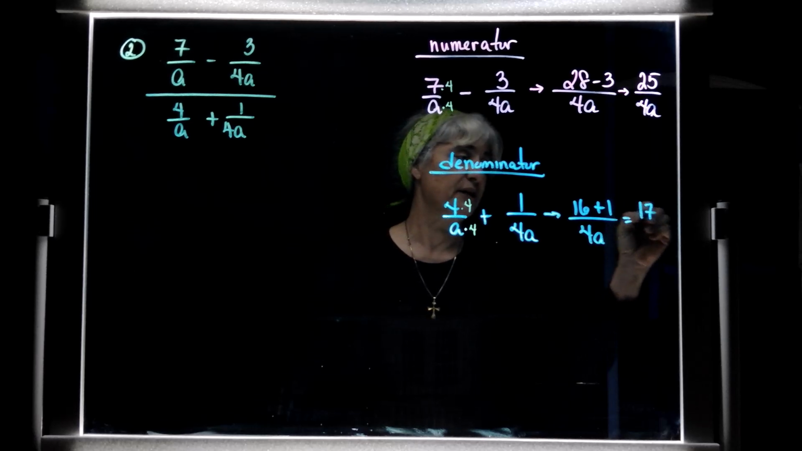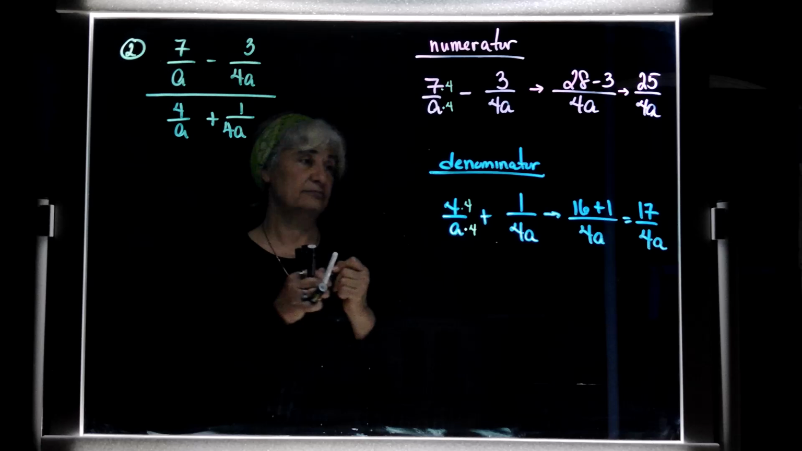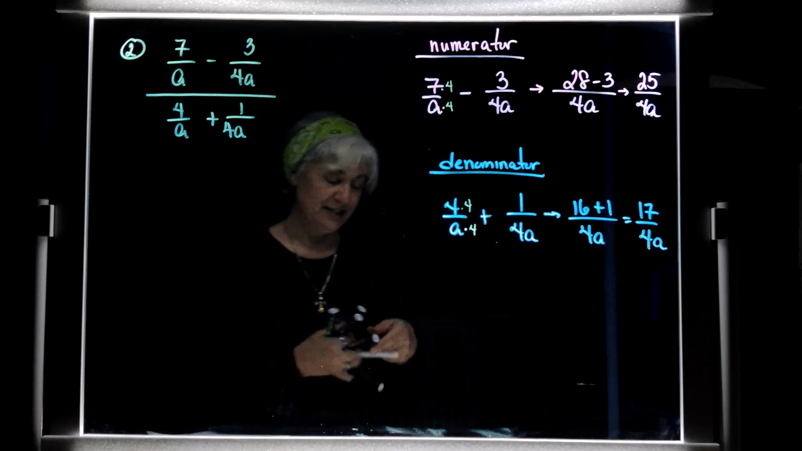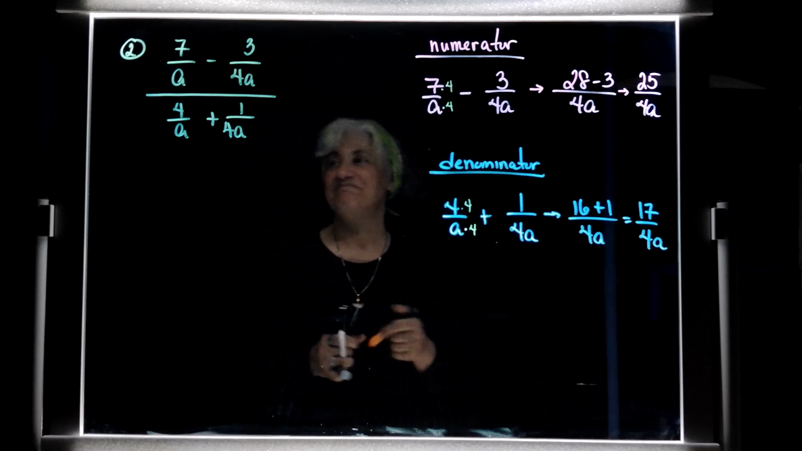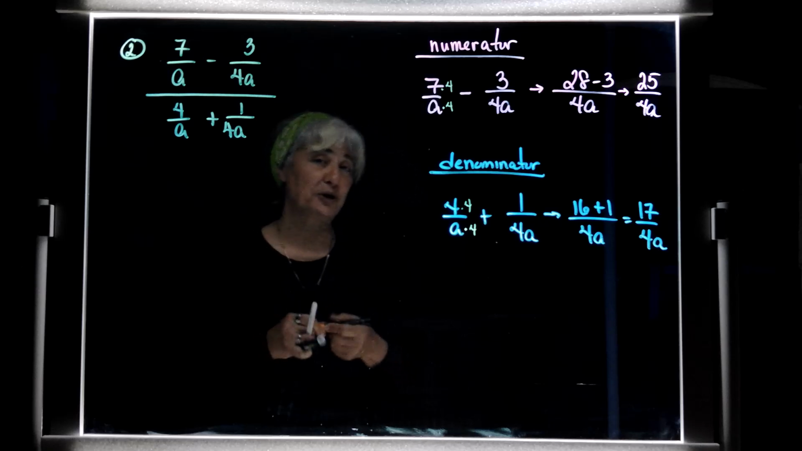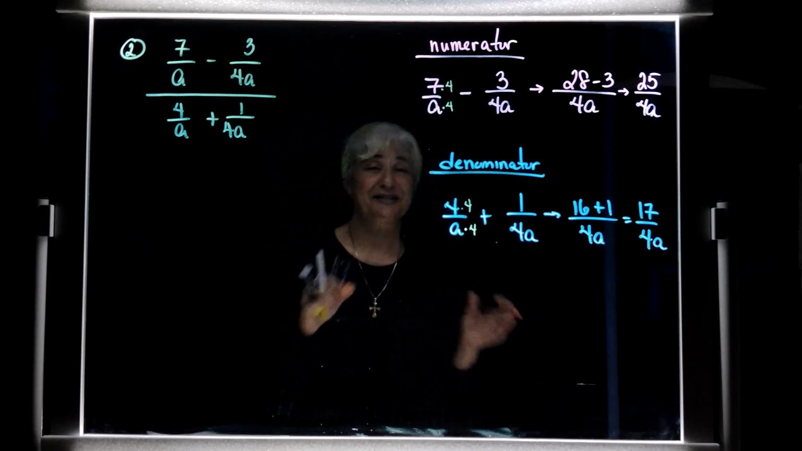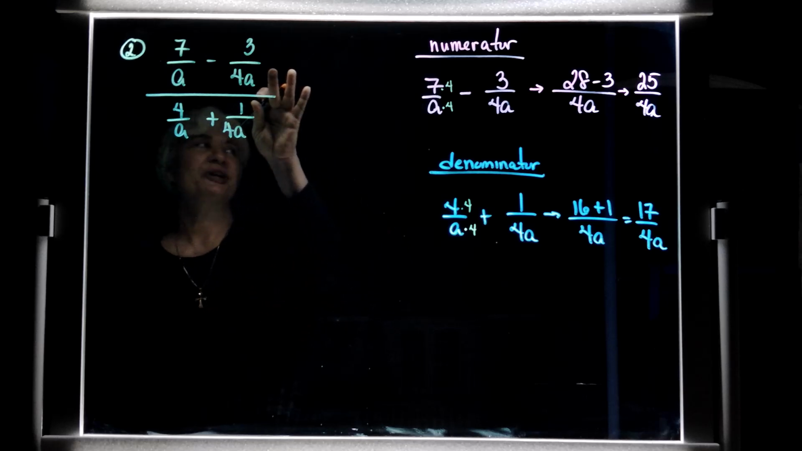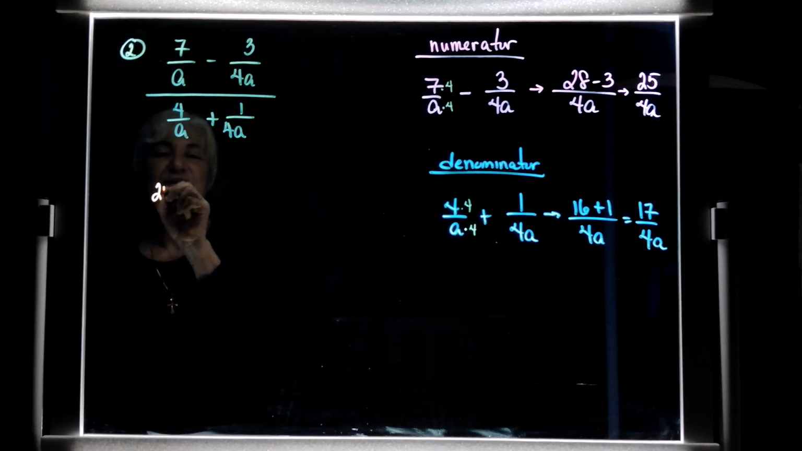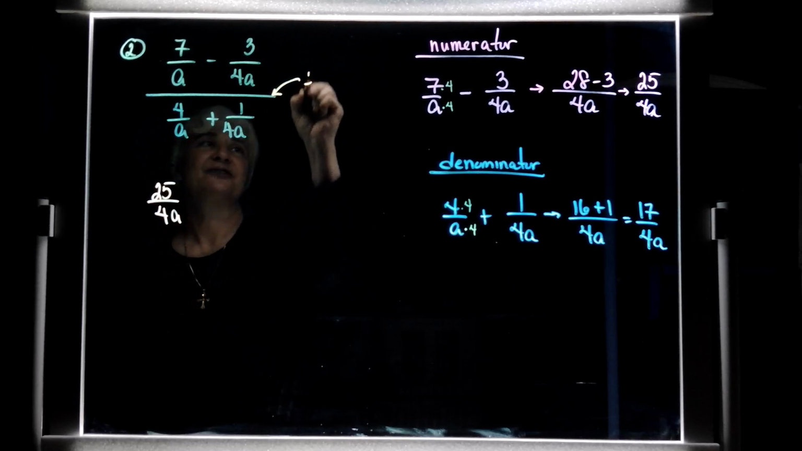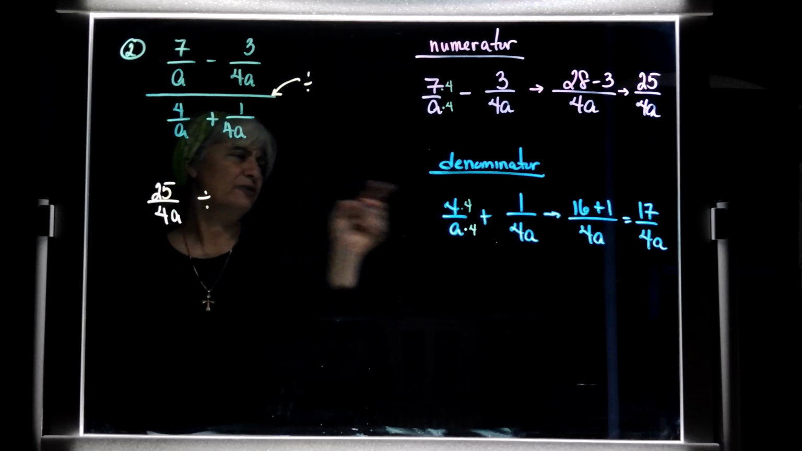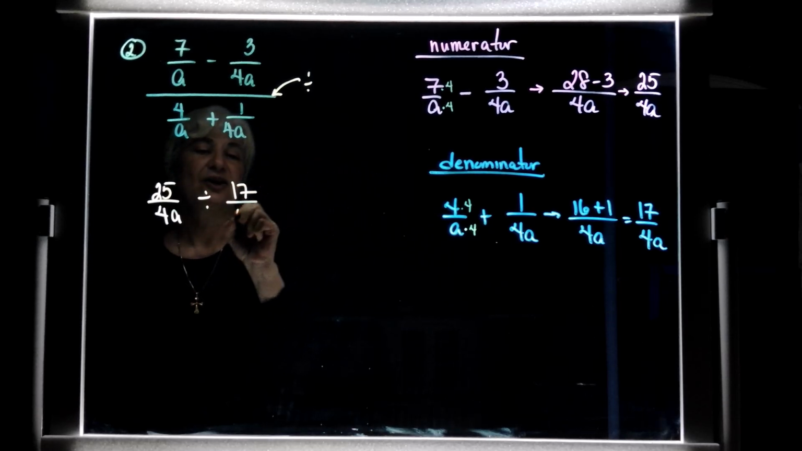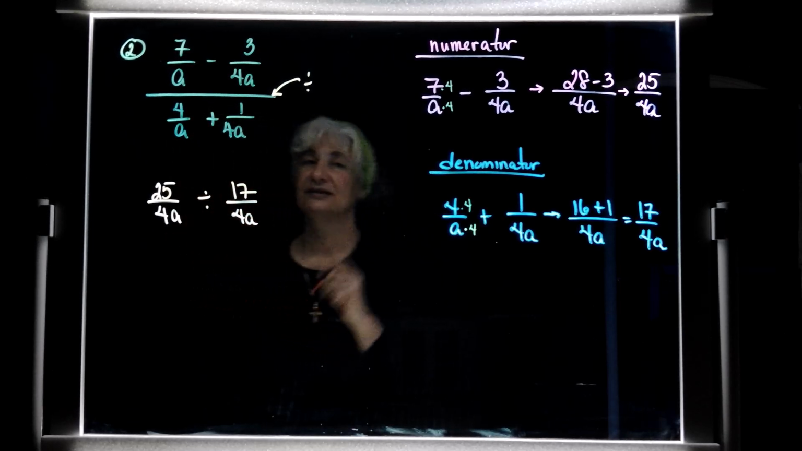Well, this problem is working out really nicely, isn't it? I'm liking this. How about you? Yeah, sometimes we get these gift problems, shall I say, because they're not as bad as they seemed. Okay, so the numerator, 25 over 4a, good, divided by the denominator, which was 17 over 4a.